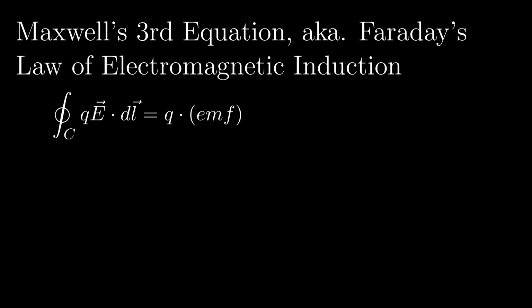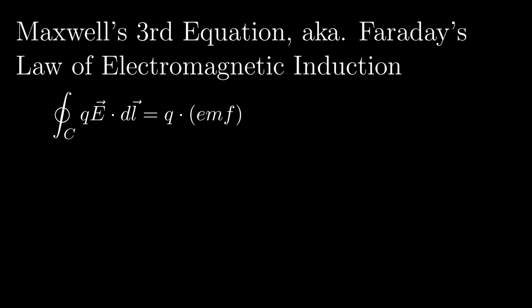Now, if the charge is moved in a closed path, then the total work done in doing so would be equal to the closed path integral of QE dot dl. This is equal to 0 in an electrostatic field, since an electrostatic field is conservative in nature. So moving a charge in a closed path results in 0 work done.